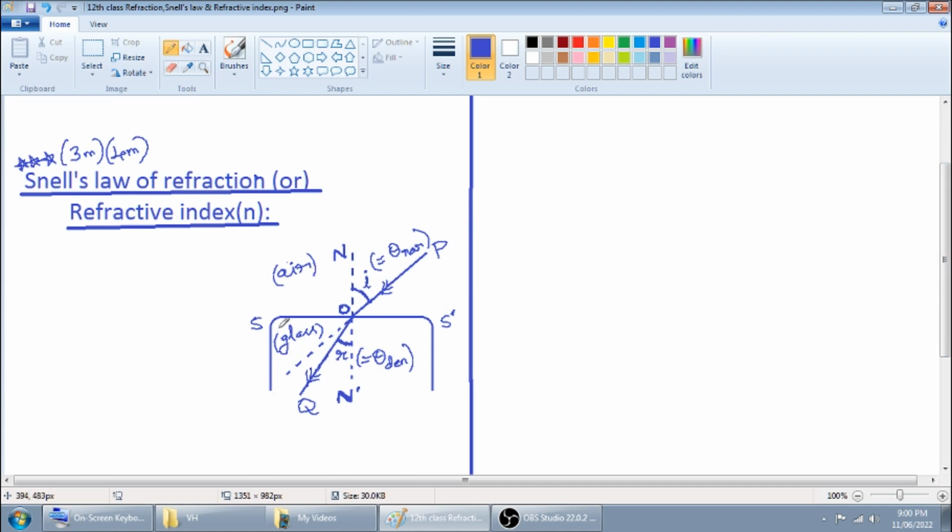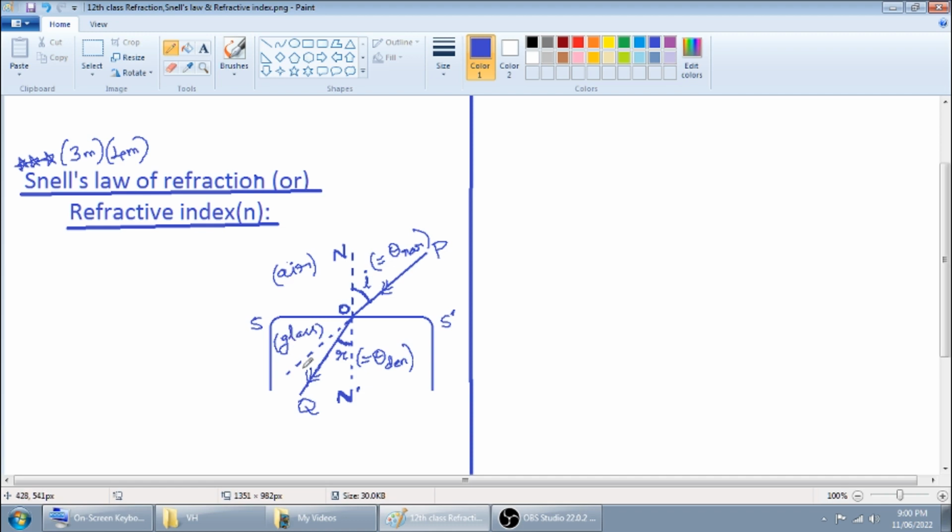So here in the diagram we have a glass block. This is a glass block, easily it can be seen. It's almost looking like a rectangular glass block. SS dash is the top surface of the glass block. Now above the glass block only air is present. Now through glass we can see other objects.